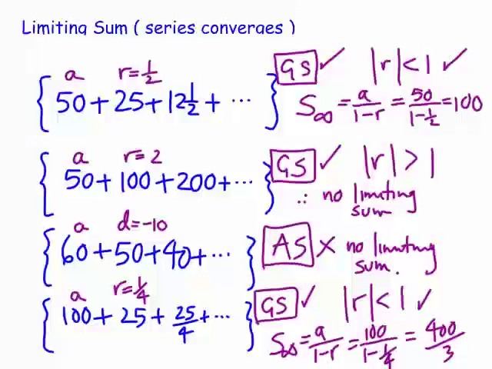So the basic idea is, first of all, it has to be a geometric series. The common ratio has to be in the right range, between plus and minus 1, and then the series will converge, and we can find what's called a limiting sum.